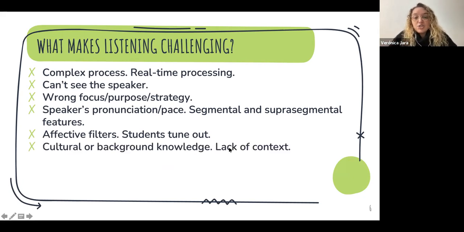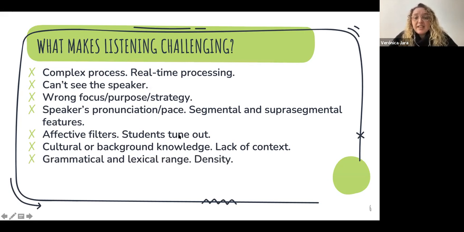Sometimes cultural or background knowledge, right? The topics that they are talking about in these listening texts. Sometimes a lack of context, when students don't pay attention to the context in which this conversation or monologue or whatever it is they are listening to takes place.